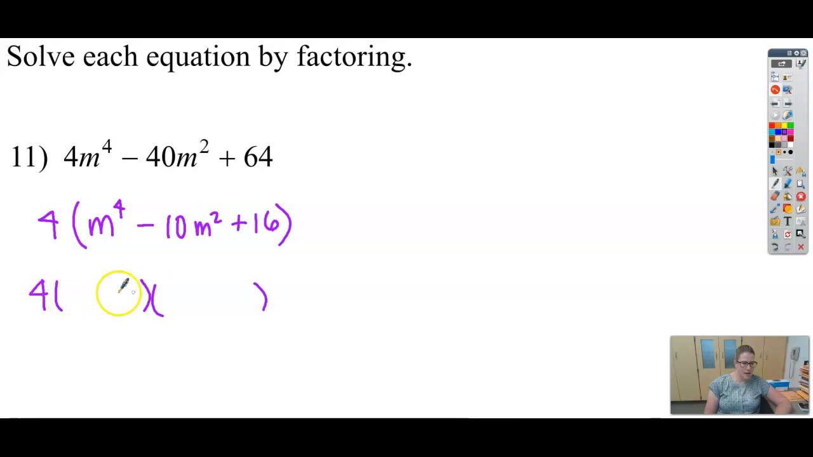Remember this 4 out front, I can just ignore it for now, but I'll just put it there on my answer. When I get this in factored form, instead of just putting m here, remember we need to put m squared because my m here is to the 4th power, so when I multiply those out, I need to get m to the 4th. But now we can go ahead and X factor. So if a is 1 and c is 16, 1 times 16 is 16, and then I need to add to b, which is negative 10.